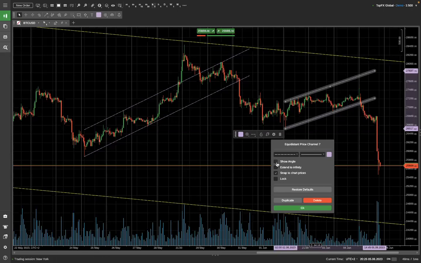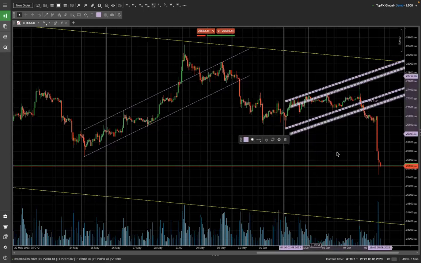You can change the colors, and you can change the thickness. For example, you can do it very, very thick like this or something like that. So you have the options in the cTrader to show the angle or extend to the infinity straight on. You don't have to bother. You can duplicate it straight on, not a problem as well.